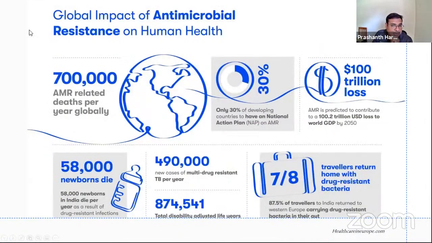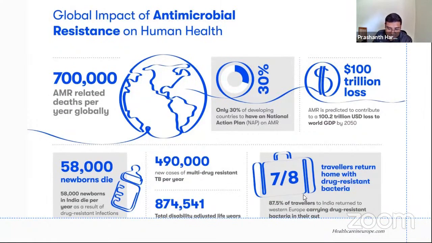Another global impact on human health is antimicrobial resistance. Only 30% of developing nations have a national plan in place. Cost-wise, more than $100 trillion will be lost by 2050, and there are almost 500,000 cases of multi-drug resistant TB every year. We have kind of sidelined all these conditions, especially during this pandemic.